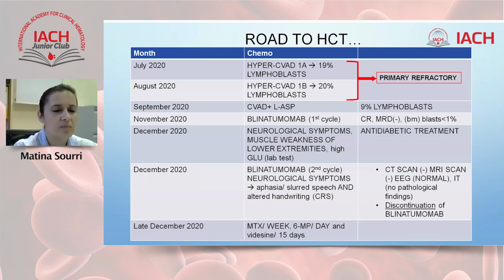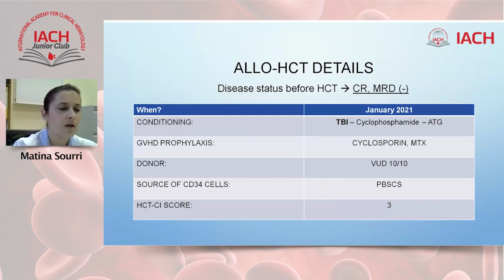The patient, prior to being admitted to the BMT unit, started methotrexate on a weekly basis, mercaptopurine on a daily basis, and vidaza every 15 days. So she was admitted to the BMT unit in January 2021 in complete remission with a negative MRD. Her conditioning regimen consisted of TBI, cyclophosphamide, and ATG. And as GVHD prophylaxis, she got cyclosporin combined with methotrexate.